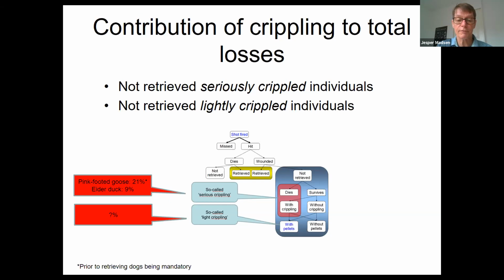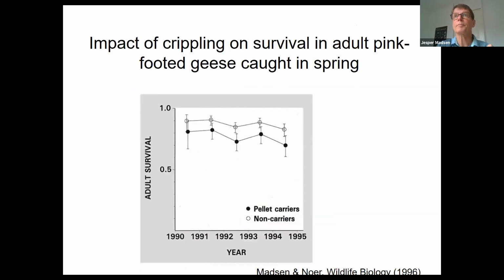But we didn't at that time have a good idea about the fate of the so-called lightly crippled birds. But we did banding of pink-footed geese right from the start, and we compared the survival of birds which were not having lead or shotgun pellets in the tissues by the time we were X-raying versus the birds which had pellets in the tissues. And we saw a significantly lower survival in birds that were carrying pellets. And we wondered what this was about, what explained that.